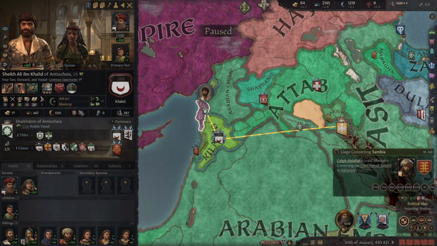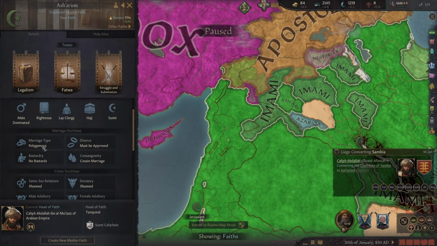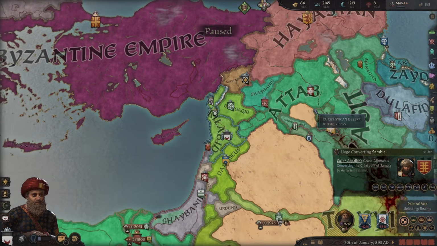Landing house members is also important because of the house unity mechanic. This is also where the Muslim faith comes in handy, as they allow polygamous marriages. Since every male character can have up to 4 wives, creating alliances through marriage is much easier.